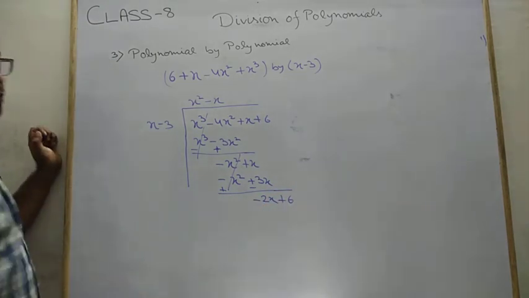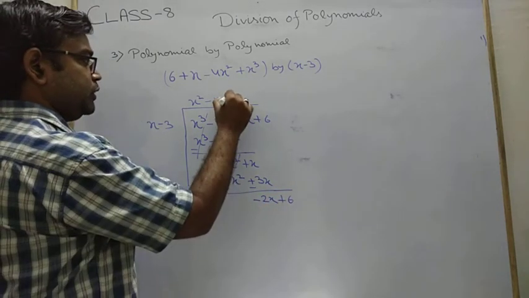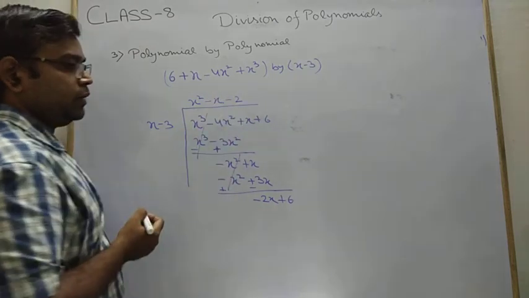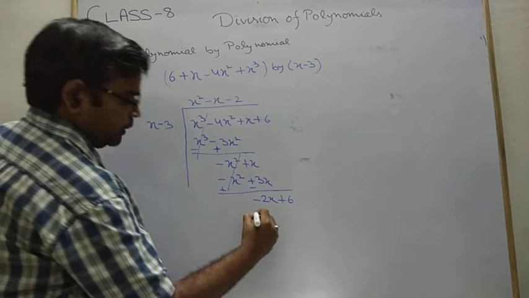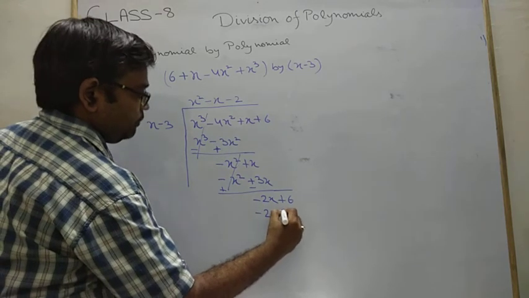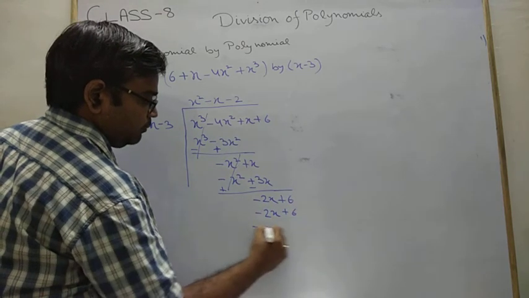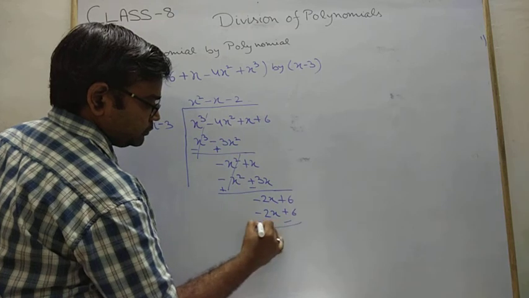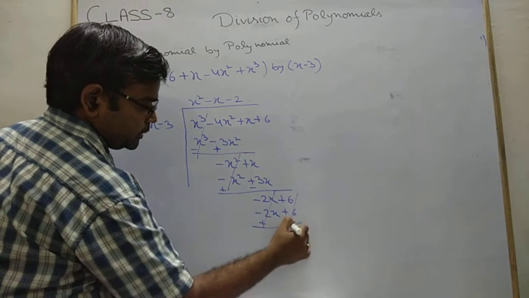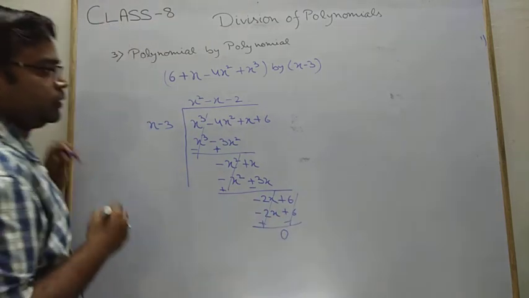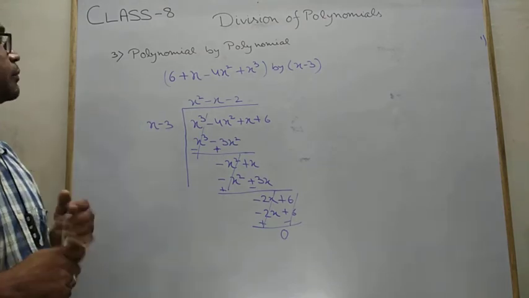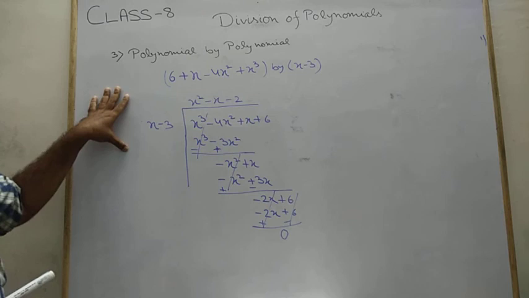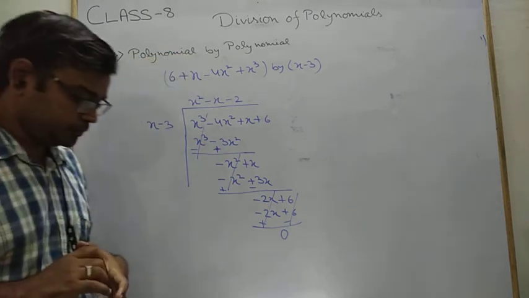Now again we need minus 2x. For minus 2x we multiply by minus 2, giving minus 2x plus 6. When we change the sign, they cancel each other, and the remainder is 0. So this is one solution of polynomial by polynomial division.